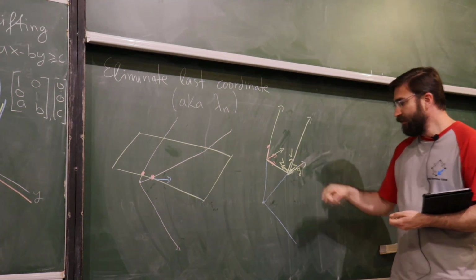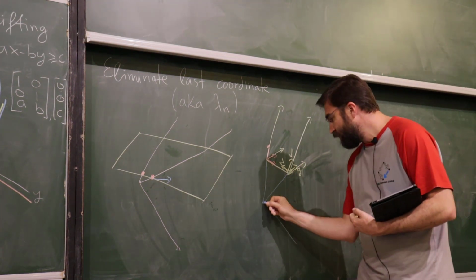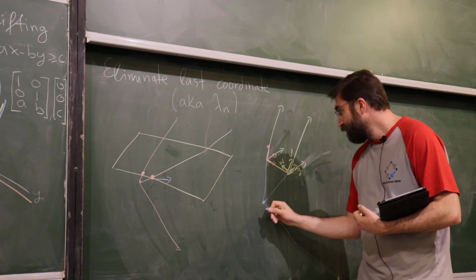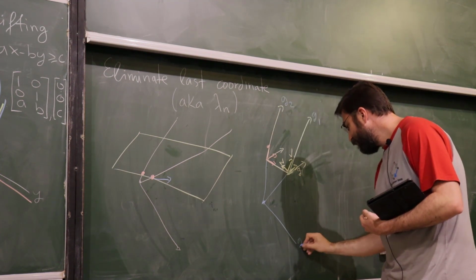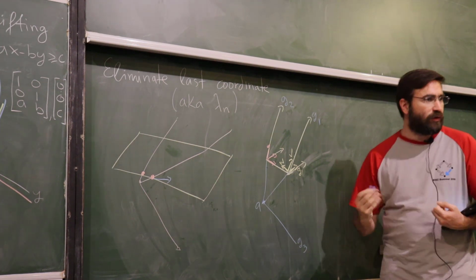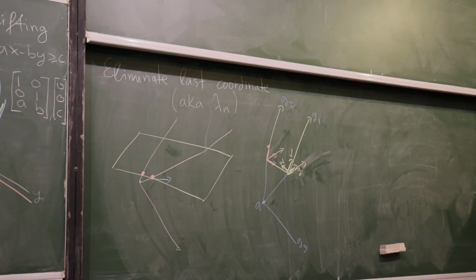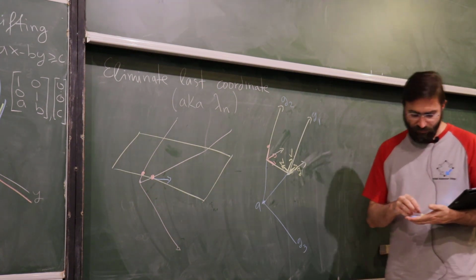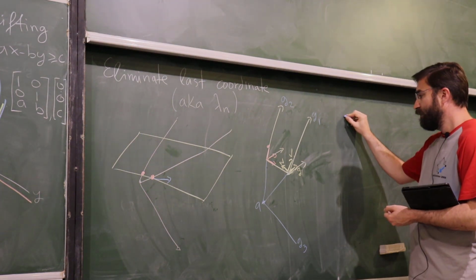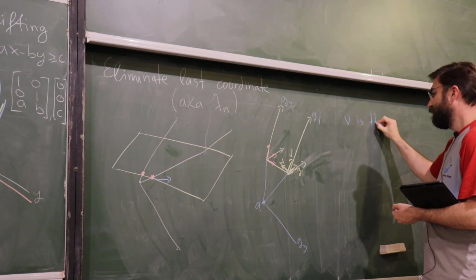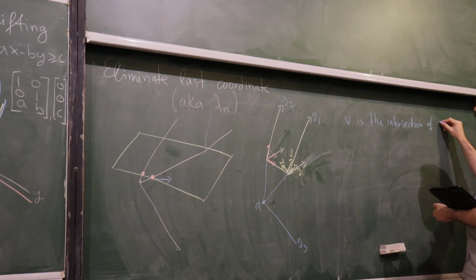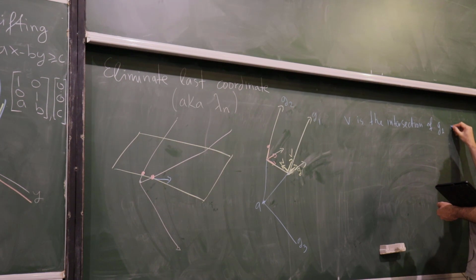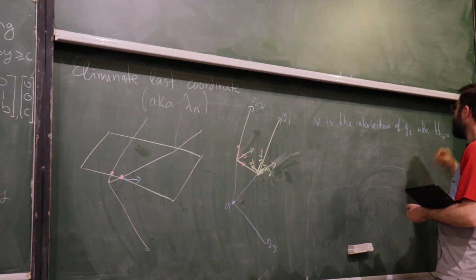So what is this V? And remember, my input was this point. G1, G2, G3, and apex. This was my input. I knew the cone, right? And I want to cut. So what is V? V is the intersection of G1 with the hyperplane lambda n equals 0, right?